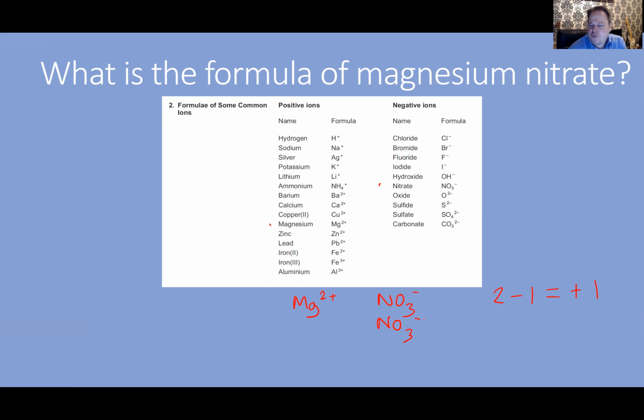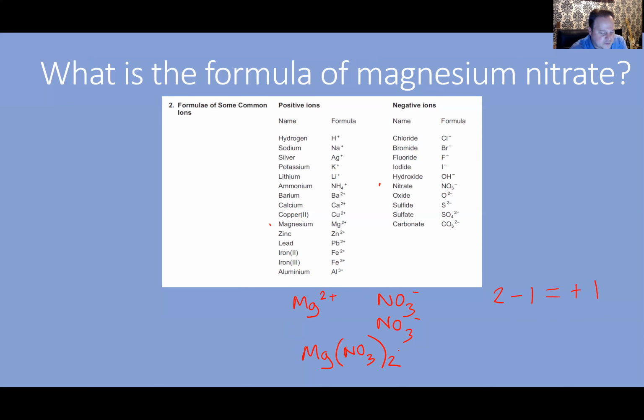Now, when it comes to writing down the formula of this compound, what you've got to bear in mind is that if we have two lots of NO3 minus, our compound as a whole is going to have 2 nitrogens within it and 6 oxygens within it. Now, because nitrate is a molecular ion and we need more than one, the way that we show people that this compound contains 2 nitrates is by putting it in brackets, like so.